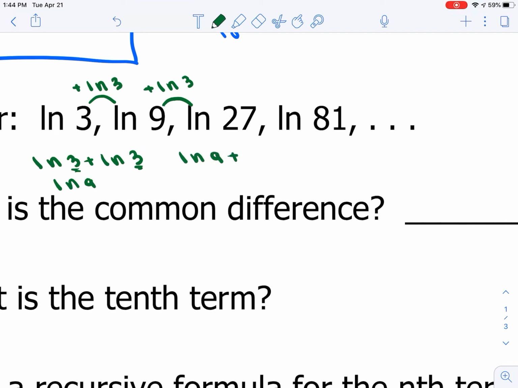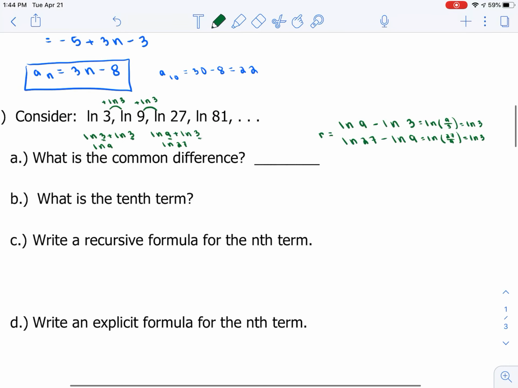And then if I do natural log 9 plus natural log 3, note that the product of those two is natural log 27. And then if I do it one more time, you're going to see that that is going to give me the natural log of 81. So definitely a unique example, but we're getting as our common difference the natural log 3.